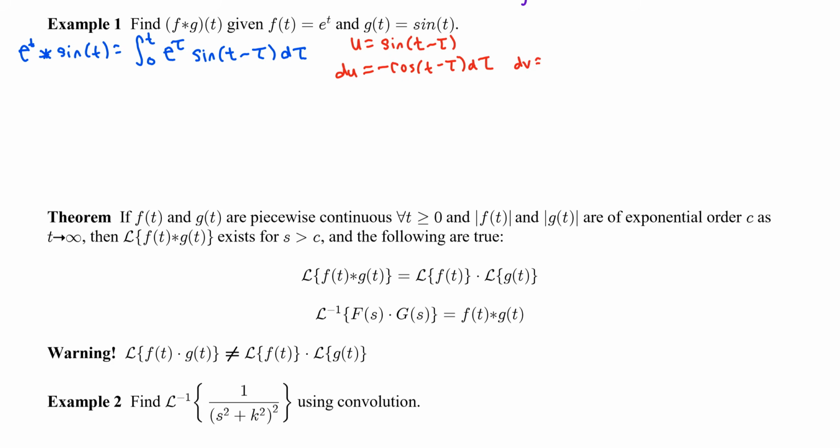Then from integration by parts, dv is going to be everything else that's left in the integrand, e to the tau d tau. Integrating on our way up, we end up with v equals e to the tau.